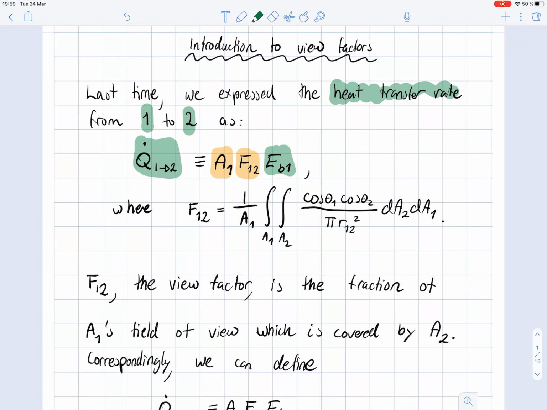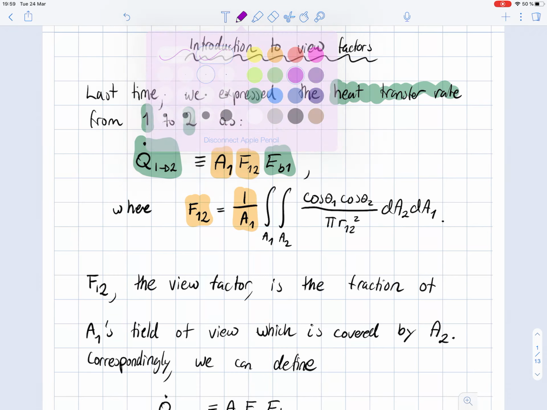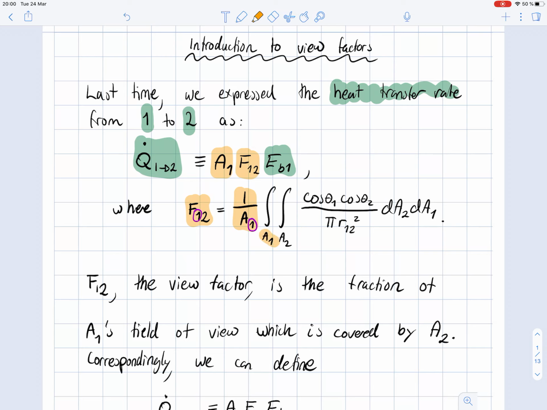So the view factor F12 is defined as 1 over area 1, and then please note the indices here. The first index in the view factor corresponds to the index of the area that we have divided with in front of the integral. And then we have a double integral over area 1 and area 2. So that's the two areas that go into the view factor. And then we have some geometrical relations that were introduced last time.